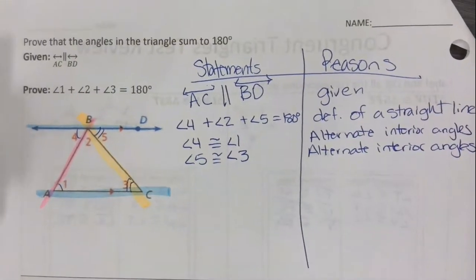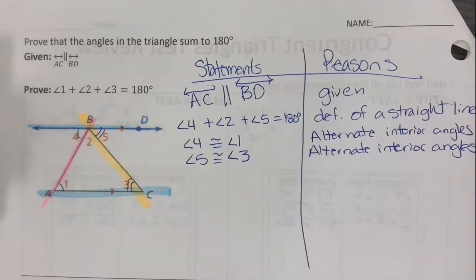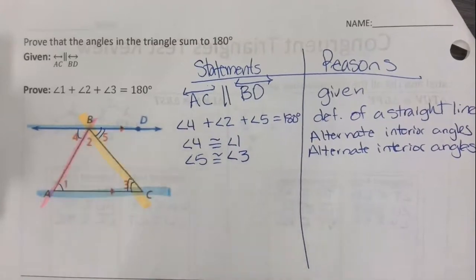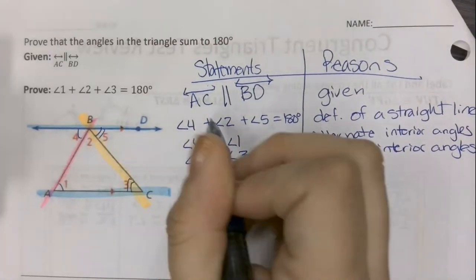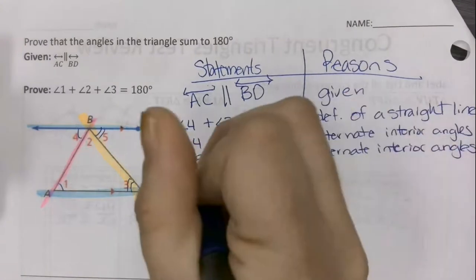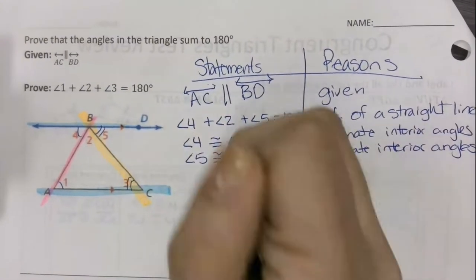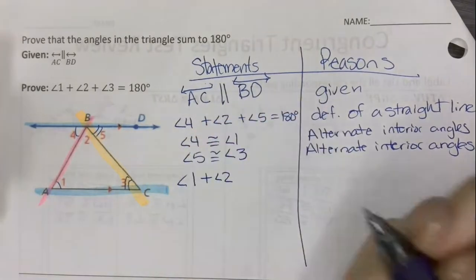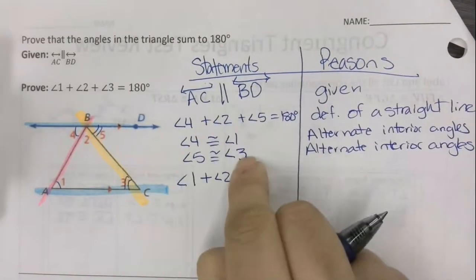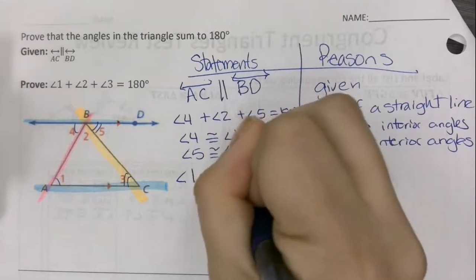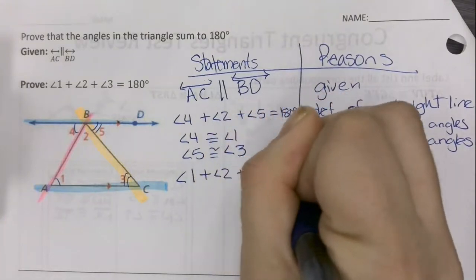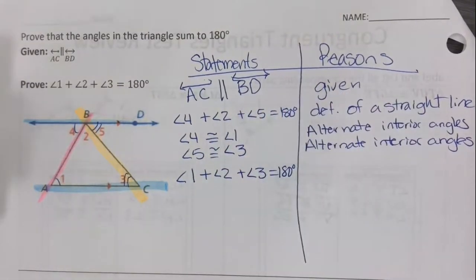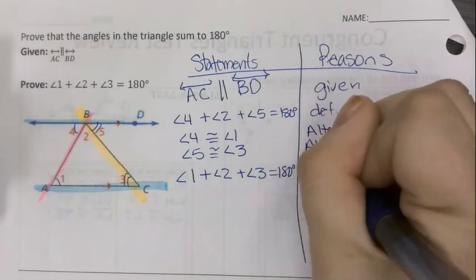Okay. Then, looking at my triangle, I can say, because all of these are congruent, I can start replacing things up in this proof. So instead of saying angle 4, I can say angle 1. And then I have nothing to replace 2 with. And then instead of 5, 5 is the same thing as 3, so I can just replace that with 3. And this was done by substituting those in.